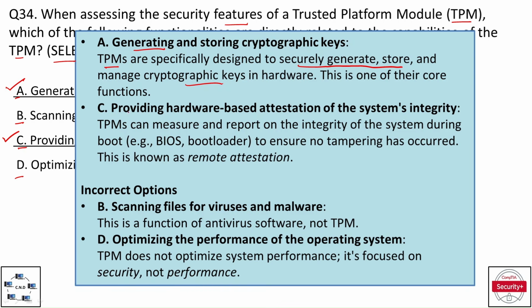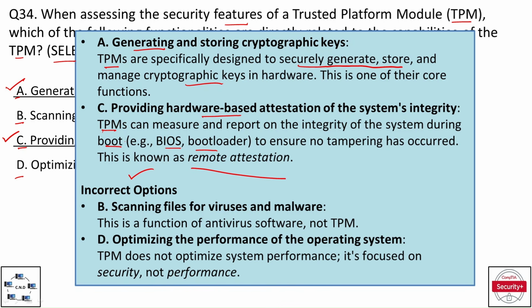Option C, providing hardware-based attestation of the system's integrity. TPMs can measure and report on the integrity of the system during boot, for example, BIOS or bootloader, to ensure no tampering has occurred. This is known as remote attestation.